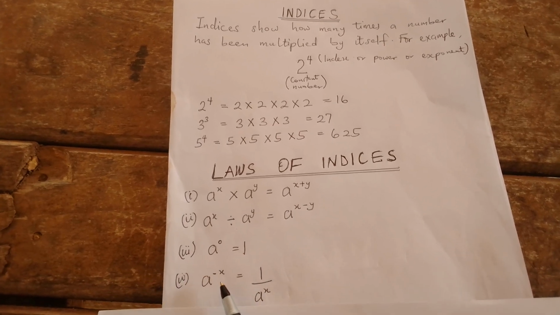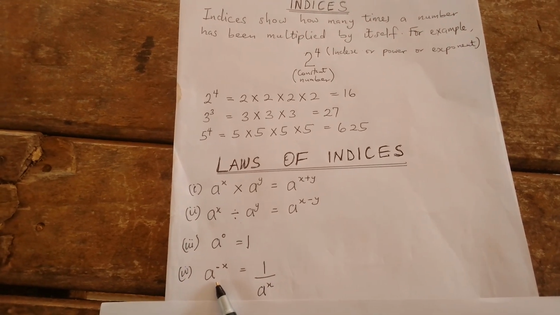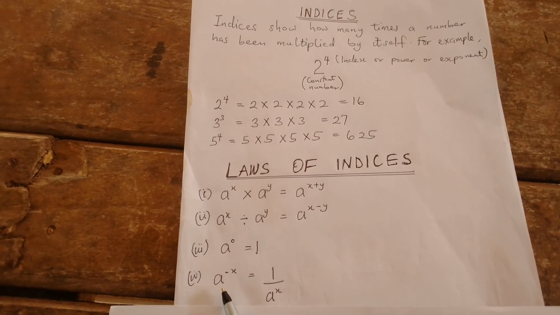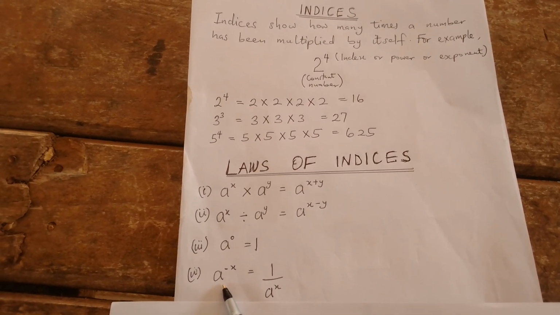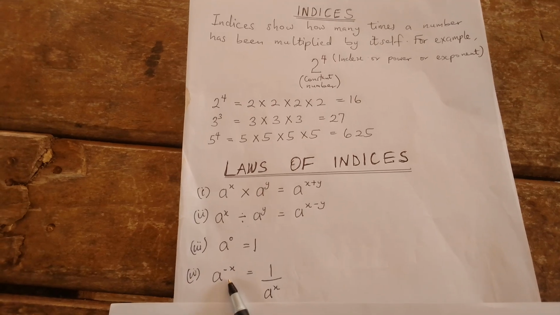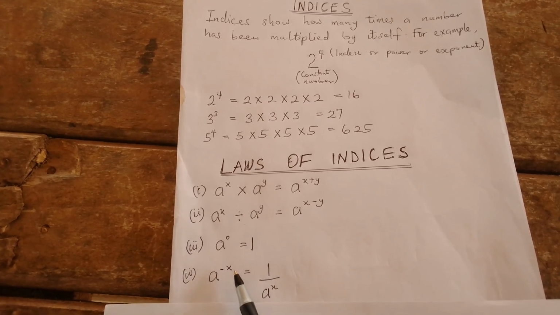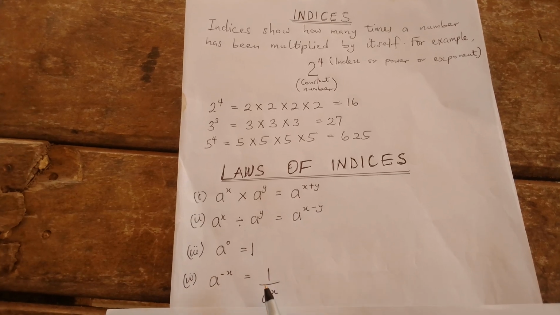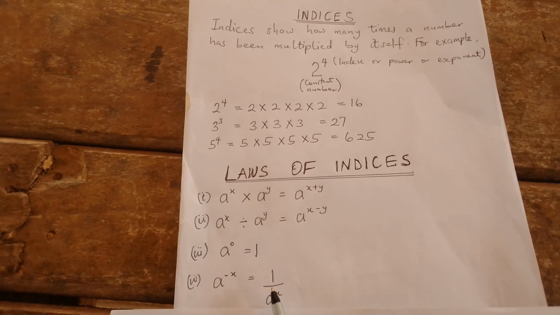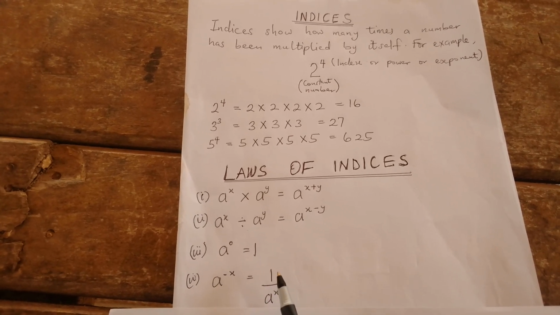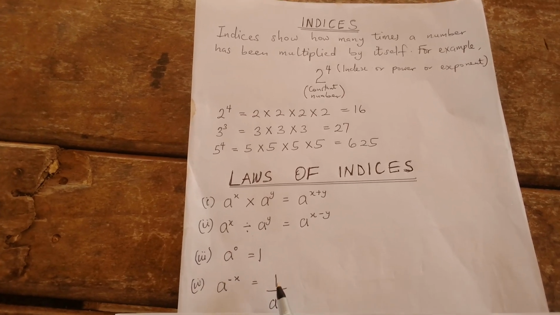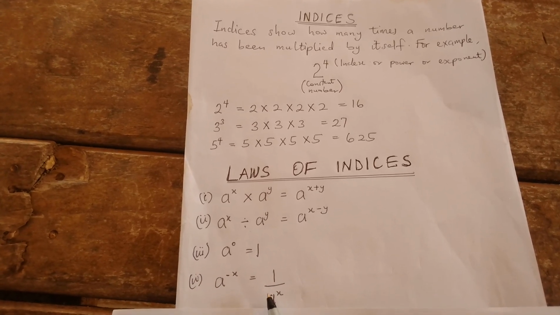Now also, we have another law which says that if you are having a negative power, you can convert this to a positive power by looking for the inverse. A raised power minus x should be equal to what? 1 over a raised power x. So you do this by looking for the inverse. So a raised power minus x is equal to 1 over a raised power x.